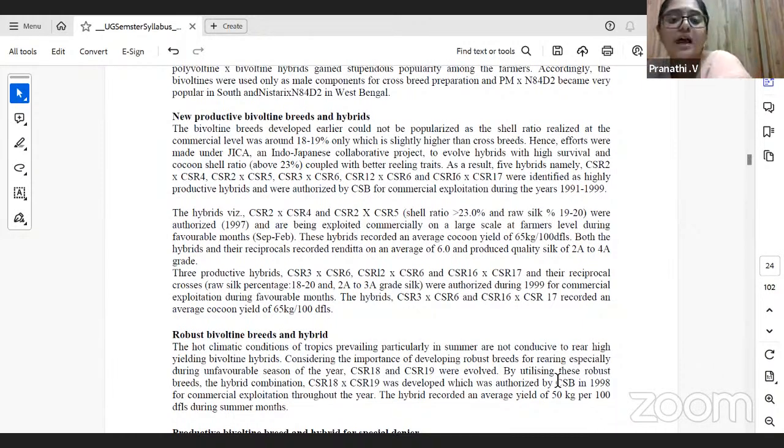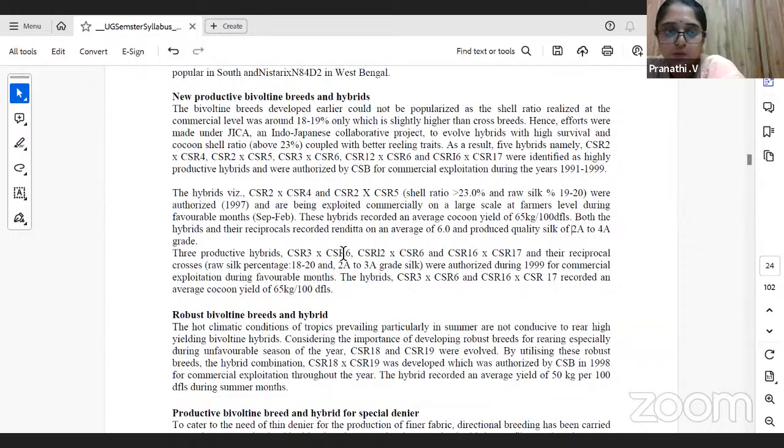And then when it comes to the hybrid CSR2, CSR4, and then CSR2, CSR5, you have a shell ratio of more than 23%. Raw silk is around 19 to 20%. And they are being exploited commercially on a very large scale by the farmers, especially during the months from September till February. And then again, they have a rendita on an average of around 6 produced. The quality of the silk is around 2A to 4A grade only.